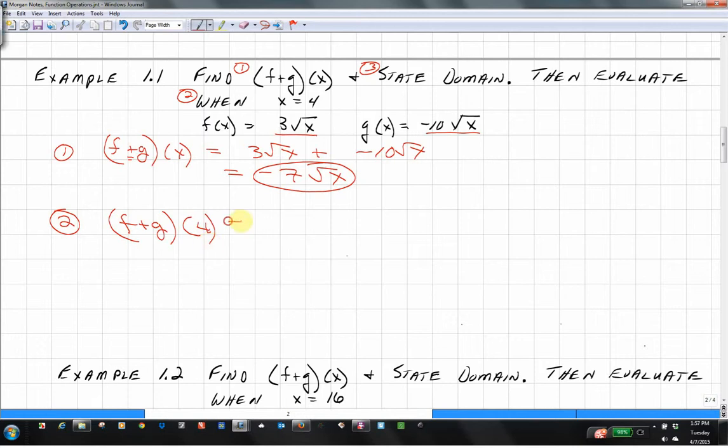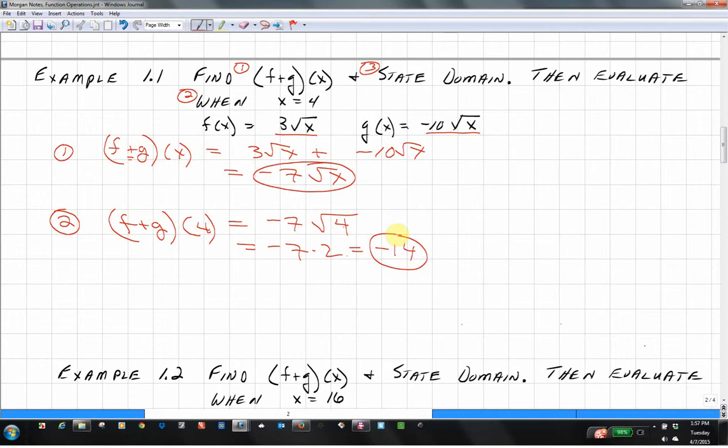Okay, so what that would be is here's a negative 7, and now there's an x. Let's put a 4 in there. So the square root of 4 is 2, so this would be equal to a negative 7 times 2, which would be equal to a negative 14. So I evaluated the combination of f plus g at 4 and got a negative 14.